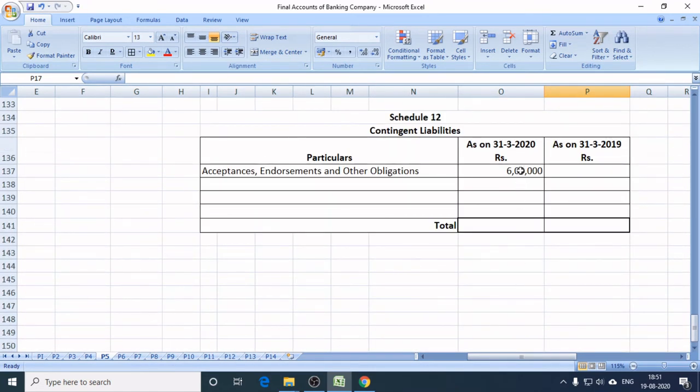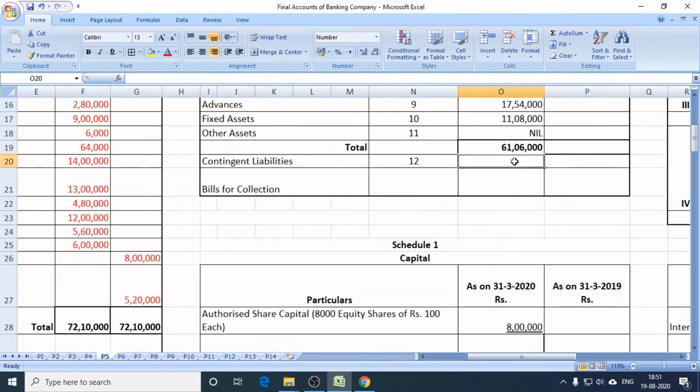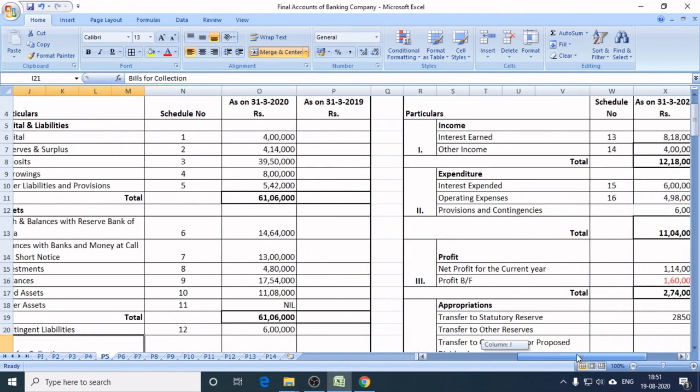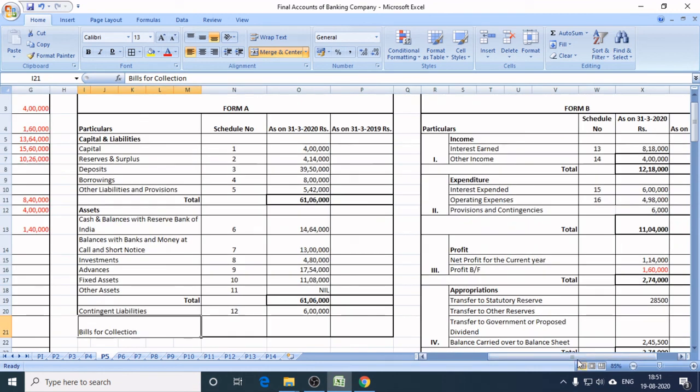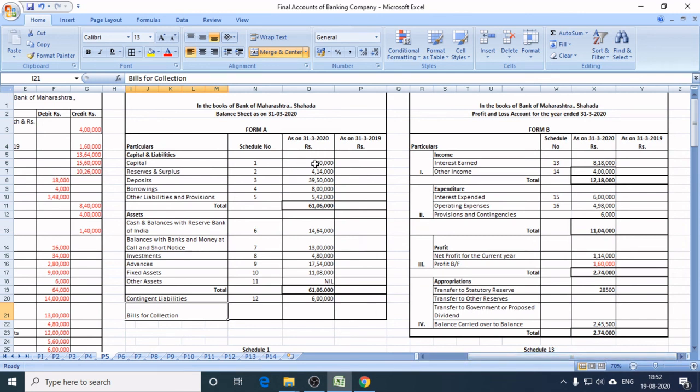Value is 6 lakh. So close this schedule also, 6 lakh, and show this figure here next to schedule number 12, contingent liabilities. Here 6 lakh rupees. And bills for collection is mentioned as a footnote here, and it has no balance, and it is not contingent liability, by the way. See, here balance sheet is also tallied, and this is your profit loss account. This problem is over. Thank you.